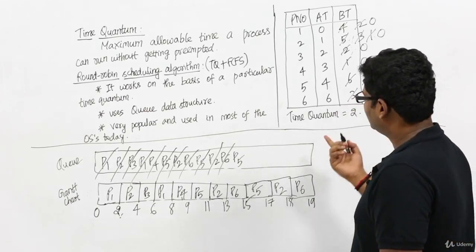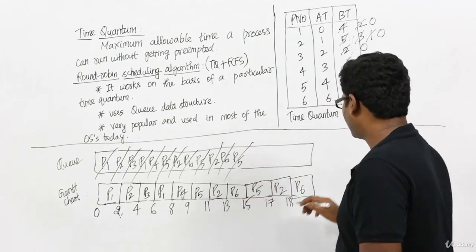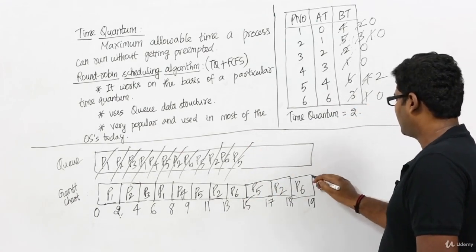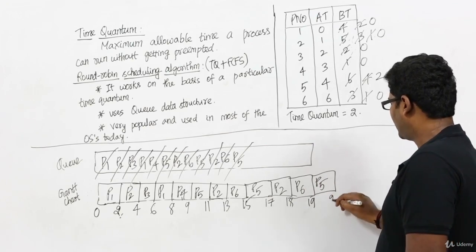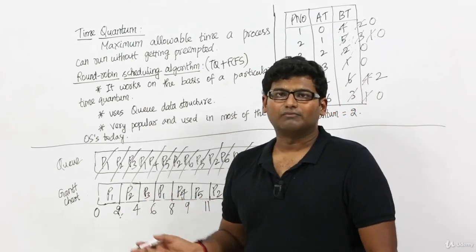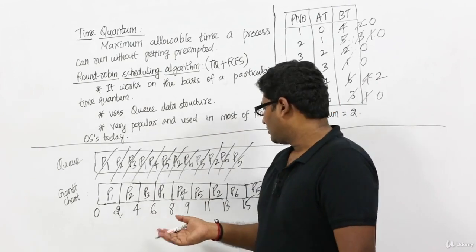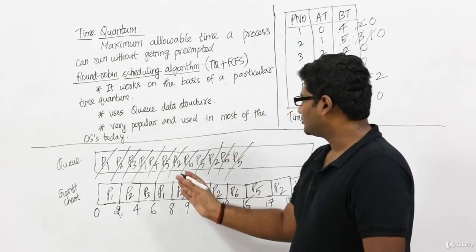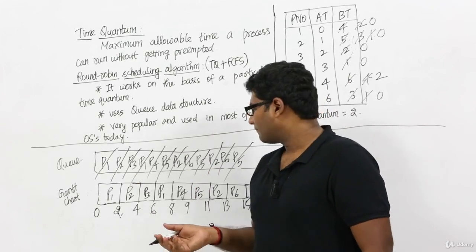Now the only process which is remaining is P5. We will remove it and then we will schedule it. Okay, so P5 will run till 21 time units. So this is how the round robin scheduling algorithm will work. Okay, actually we have some advantages of using round robin which we will see a bit later.